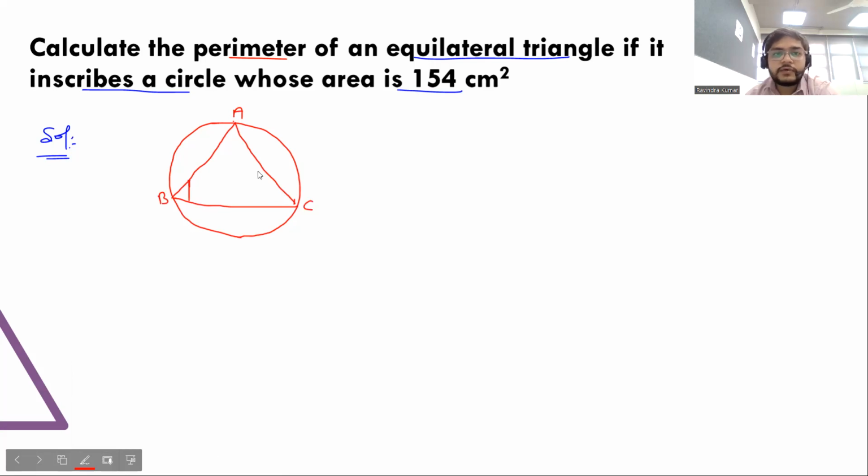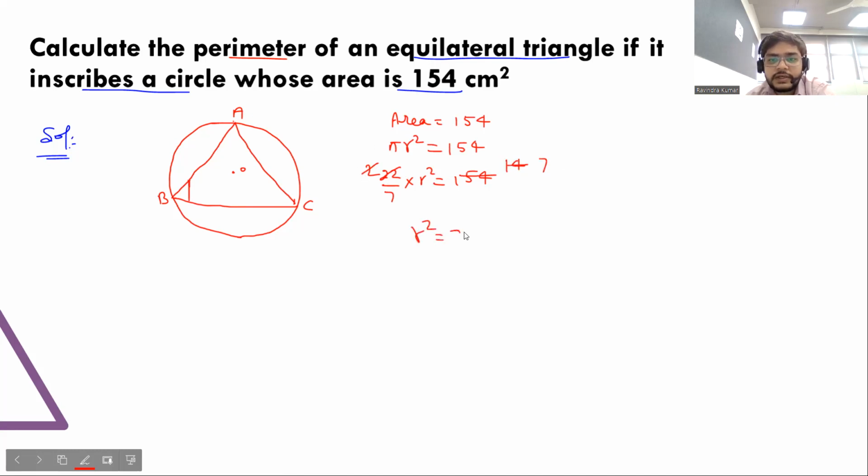Understand? So here what you will do, just say this is the center of the circle, let's say it is O. Okay, and now the area of circle is 154. So the formula is pi r square for the area of circle. Now put the value of pi, 22 by 7 r square equals 154. Now cancel out by 22, or we can partially cancel out by 11. So r square we have 7 into 7, so we got r is equal to 7.